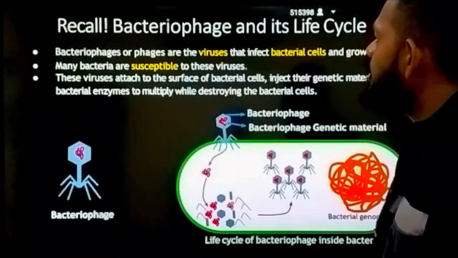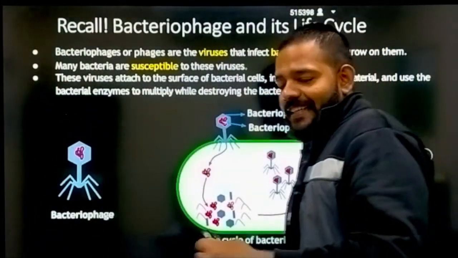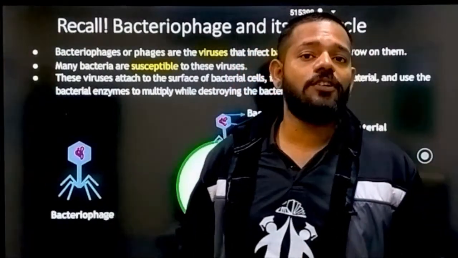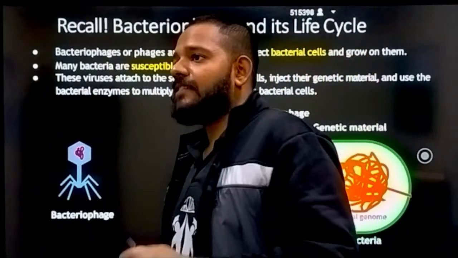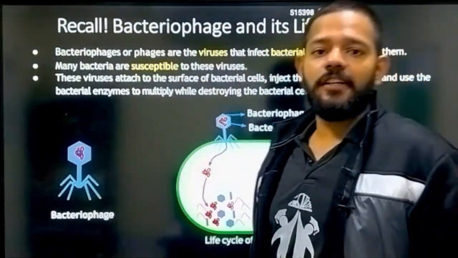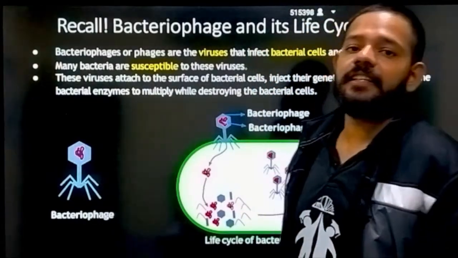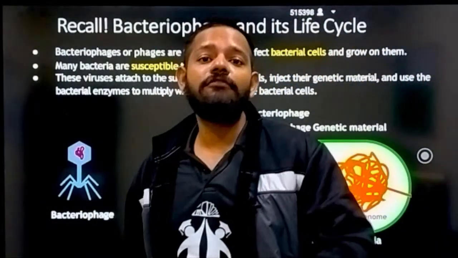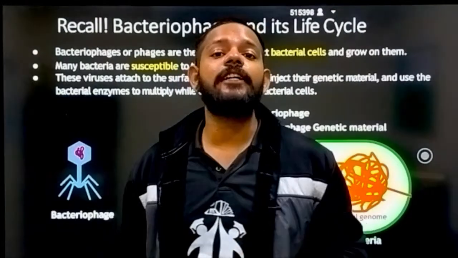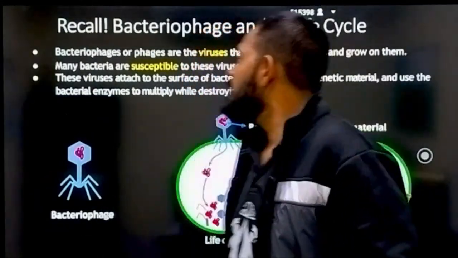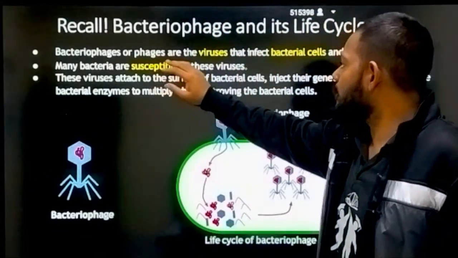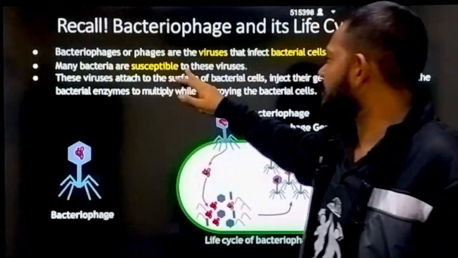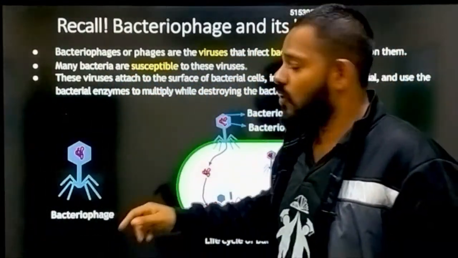Now, starting with this enzyme part, we have to discuss some basic knowledge. For example, we have to know about bacteriophage, how the bacteriophage infects bacteria, and during the infection, what the bacteria do against the bacteriophage genome. So first, bacteriophages or phages are viruses that infect bacteria and grow on them. Many bacteria are susceptible to these viruses.